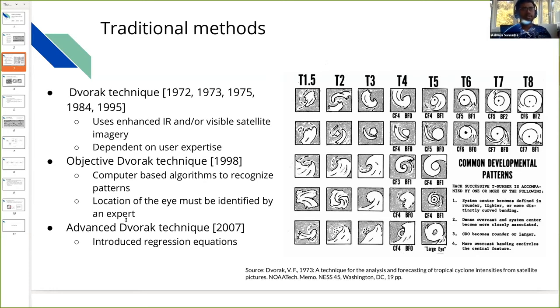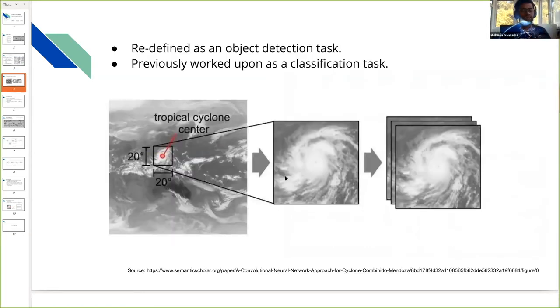There was further advancement, which is the advanced DORAC technique. In that, people started using regression equations, but still there was a 5 to 10% error in the estimation. So the main idea here is, since we have a lot of data, to use this data with data-intensive deep learning techniques. So here we have basically redefined the task as an object detection task.